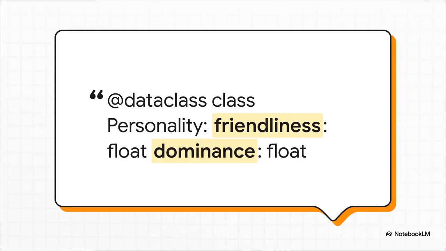And how does this look in the actual code? Oh, it's beautiful. It's this incredibly simple Python data class, right from the personalitymodels.py file. A personality is nothing more than an object that holds two numbers. That's it. This is the fundamental building block that the entire application rests on.